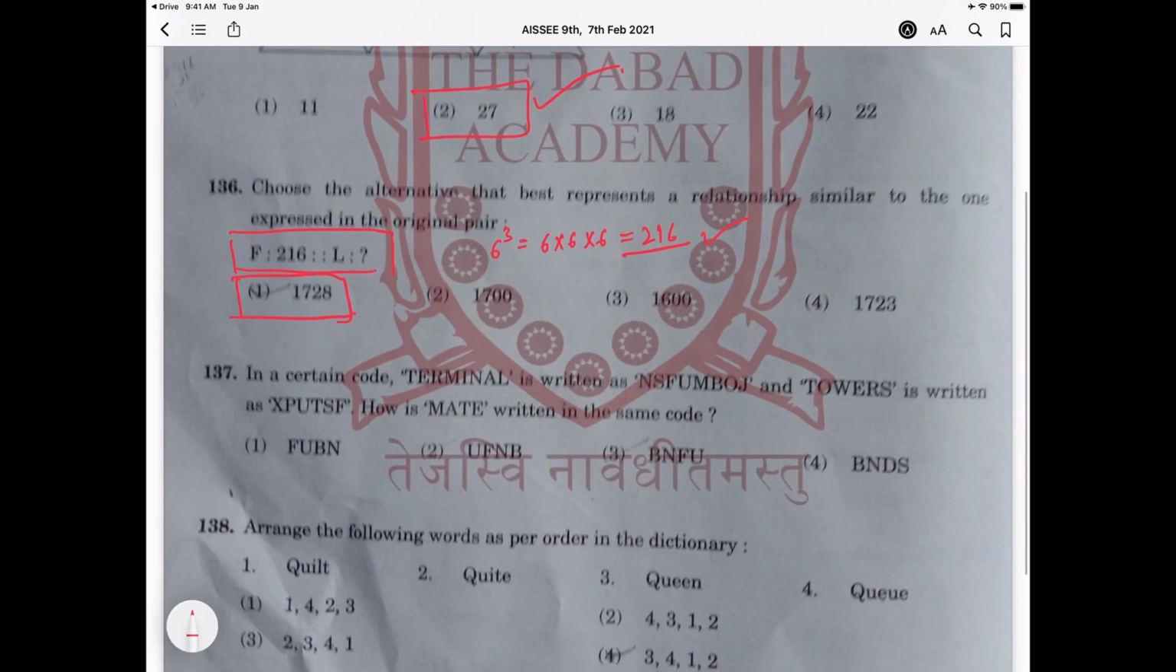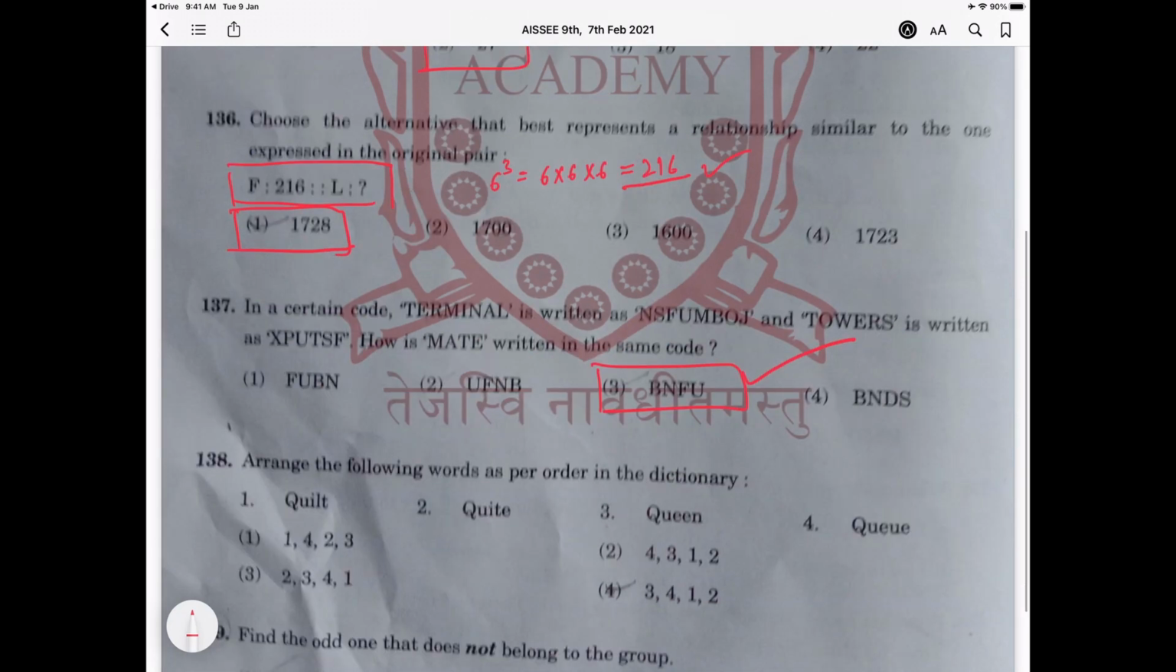In question number 137, in a certain code, terminal is written as this and towers is written as this. So how is mate written in the same code? And in this question, B and FU, which is option number 3, is the correct answer.